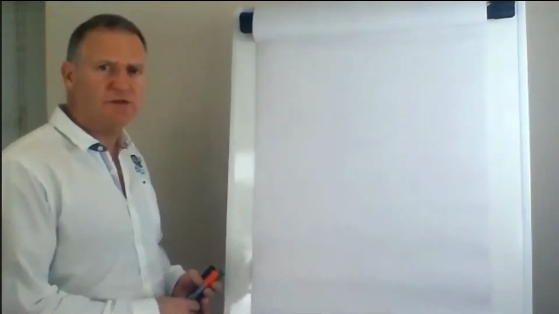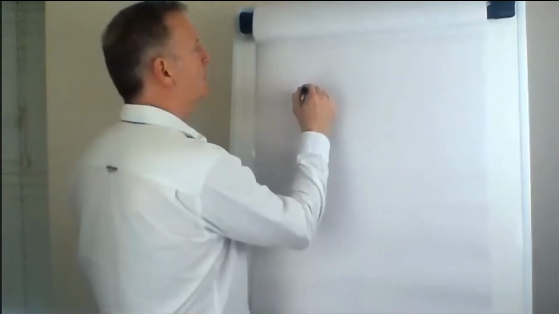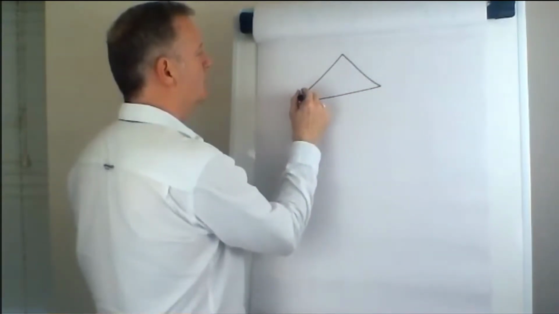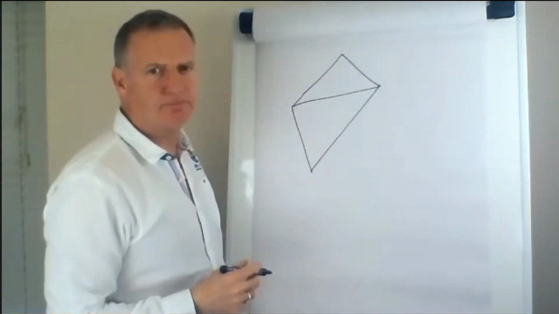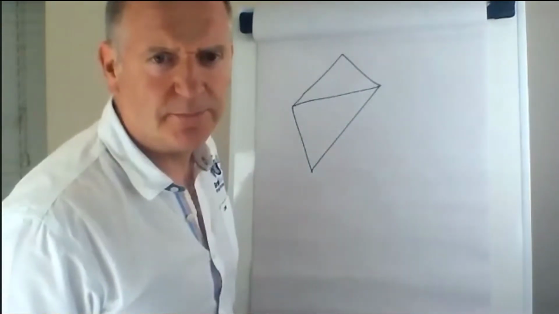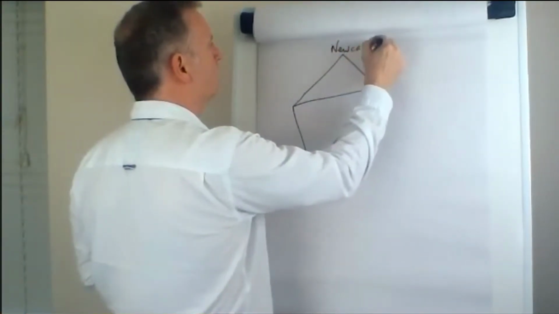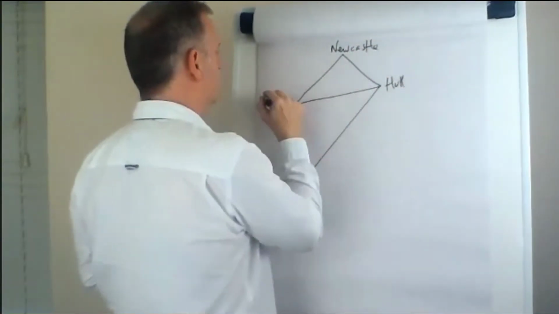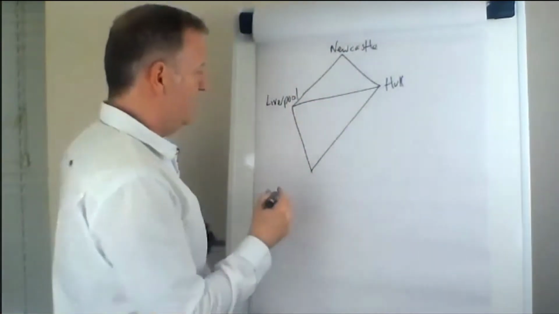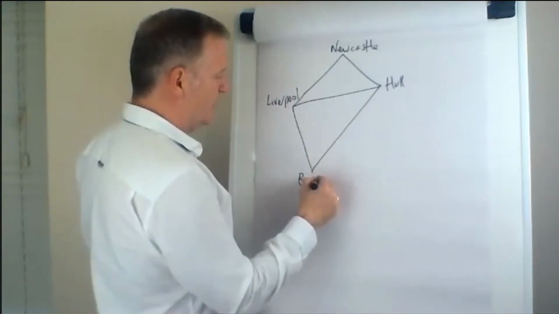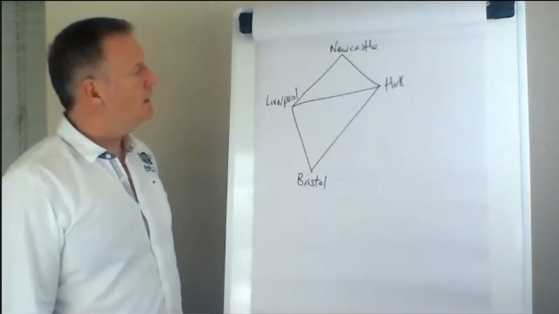So is it two triangles? Yeah, it's two triangles. The diagram shows distances by road between 4 cities. Okay. Is that Newcastle at the top? Yeah, Newcastle. Hull. Yeah. Liverpool. Yeah, and then Bristol down the bottom there. So it's part of the road network in the UK. And that's the question here.